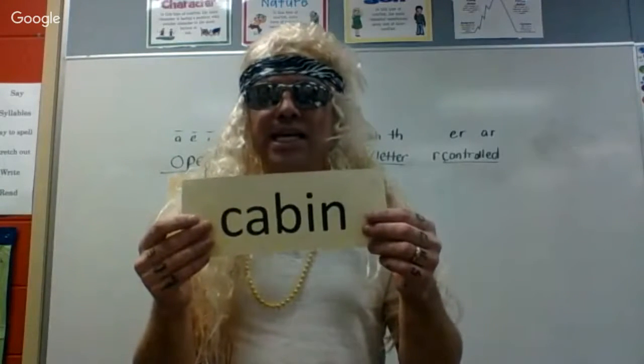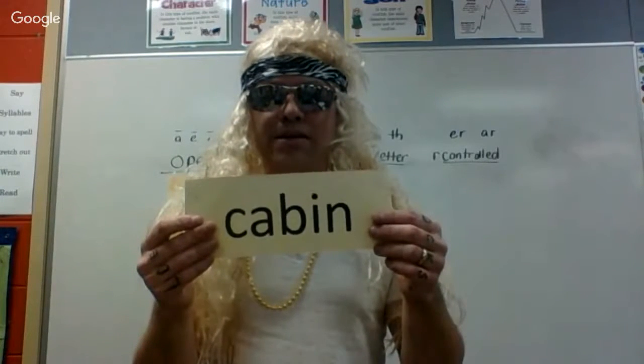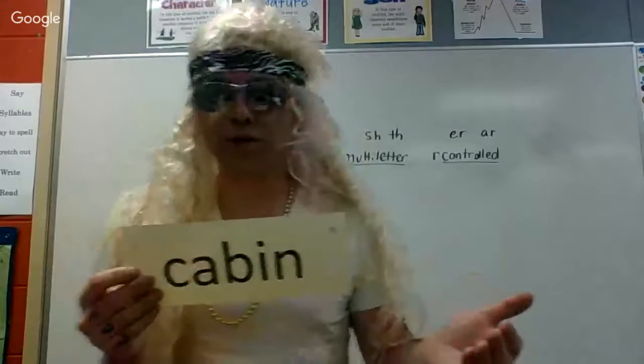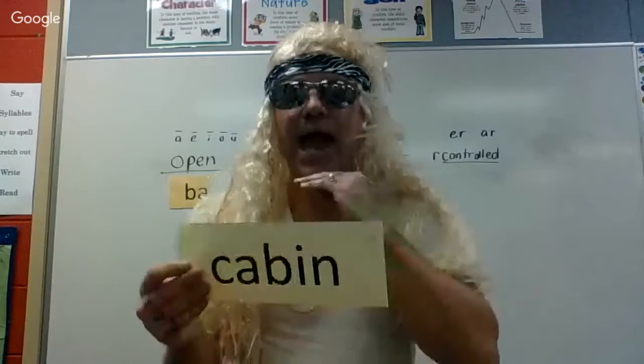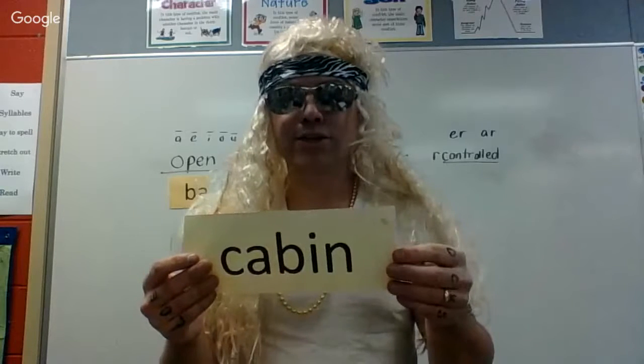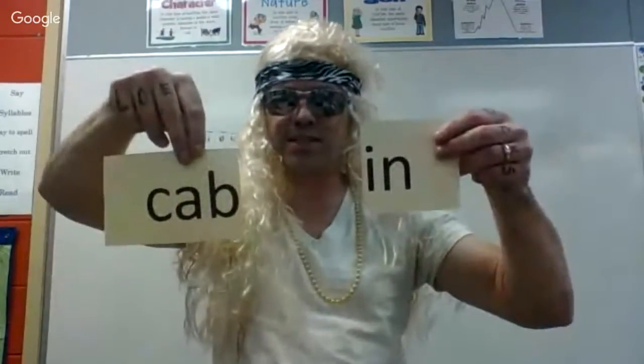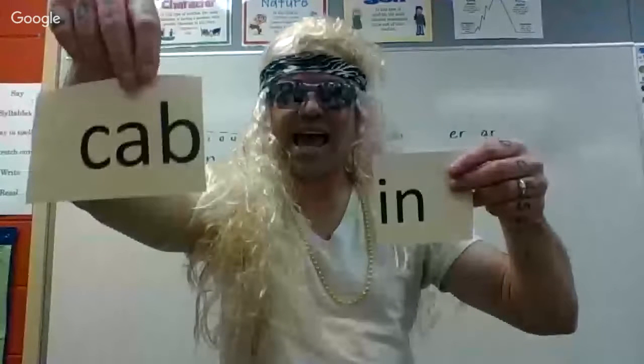Cabin, cabin. Now, do you notice how in this word there are actually two small words together? Cab, in. They're two words. So guess what? When there are two words inside of a large word, you just split the two words apart when you want to split up the syllables. Cab, in.